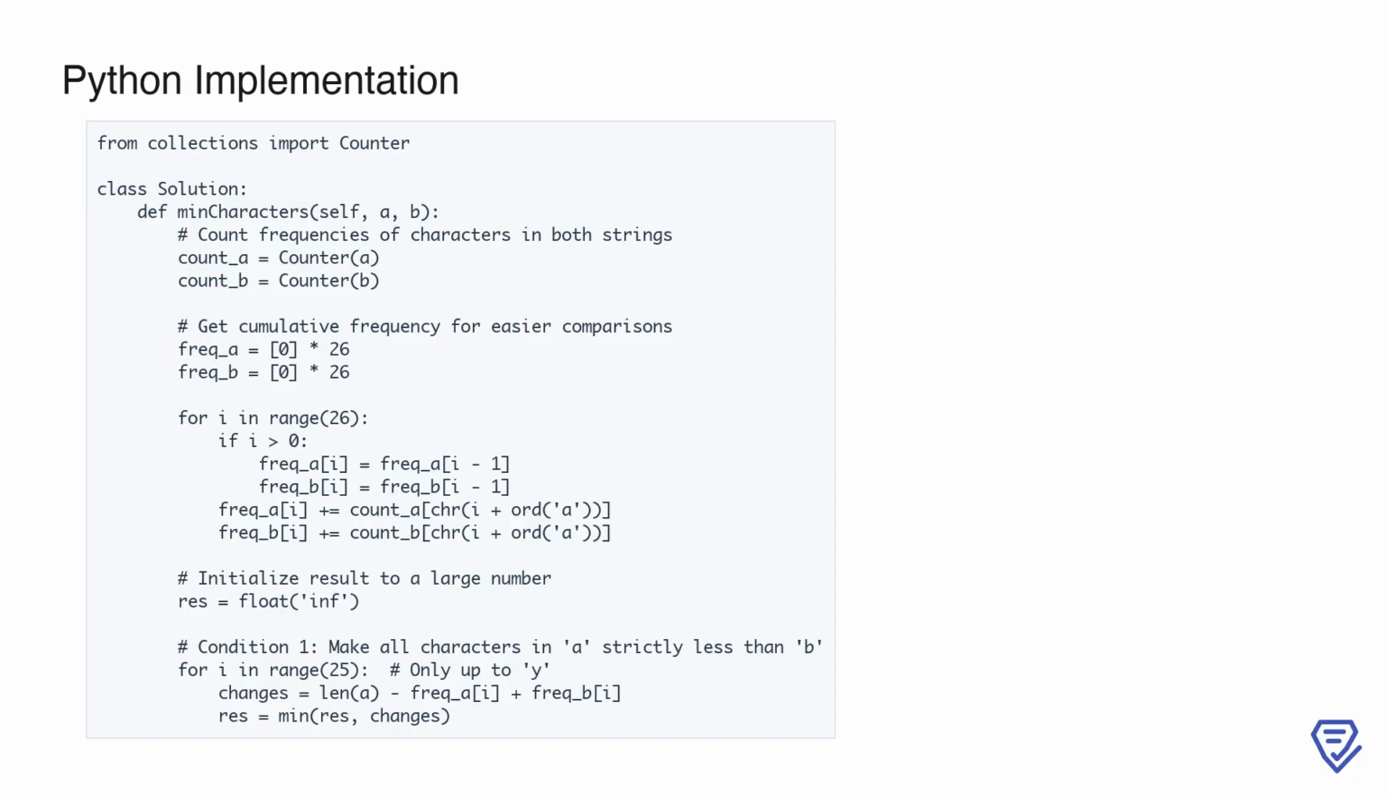The first condition is then addressed, making all characters in string A strictly less than all characters in B. For this, we iterate over the first 25 letters, as we don't need to consider changes for Z. The number of changes required is calculated as the characters in A that are not strictly less than the current letter, plus the characters in B that are strictly less than or equal to this letter. We take the minimum of this value and the current value of res to keep track of the smallest number of changes needed so far.